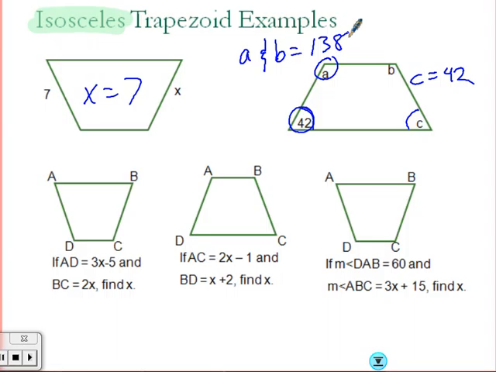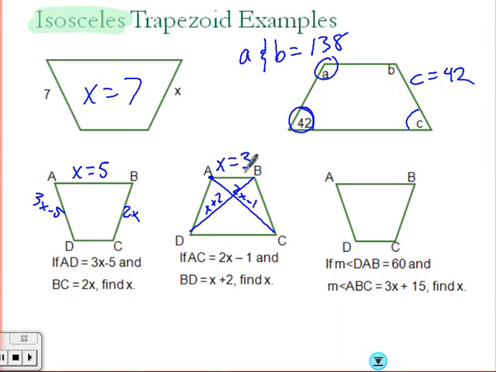All right, let's take a look at the problems on the bottom. Get a little bit more complicated with some algebra now. If AD is 3x minus 5, I'm a big fan of labeling, and BC is 2x, find x. It's isosceles, so we set them equal to each other, and we get x equals 5. On the bottom middle one, AC, this diagonal right here, is 2x minus 1. And BD, this diagonal right here, is x plus 2. If we set those equal to each other, because the diagonals of a trapezoid are congruent, we get x equals 3.